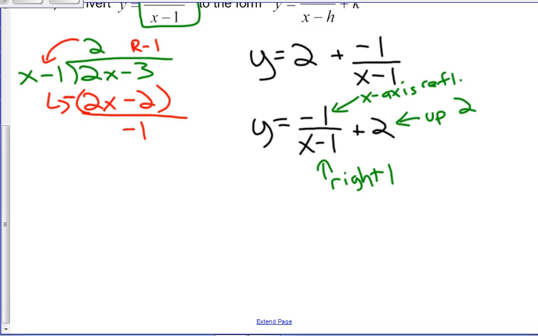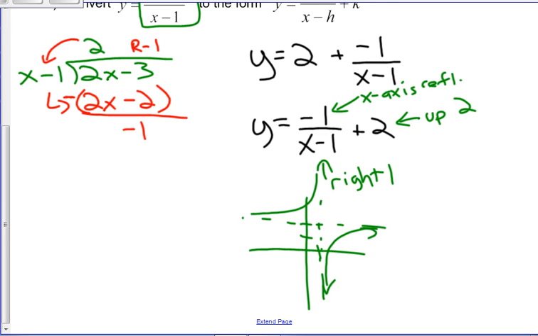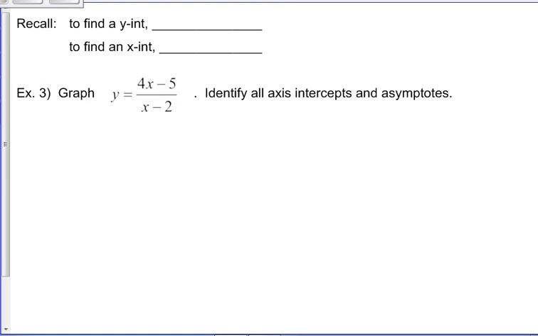And if we went through the process of actually making a graph, it would look roughly like this. And since it had an x-axis reflection, it would exist in these quadrants. Let's go through that process on one that's a little more involved.